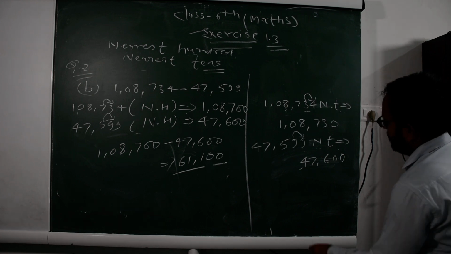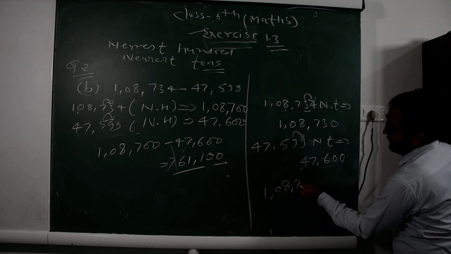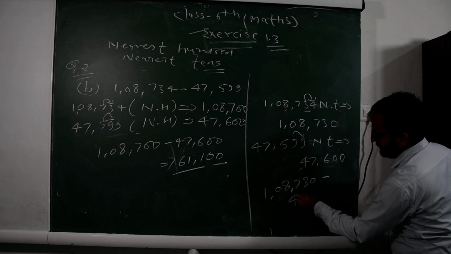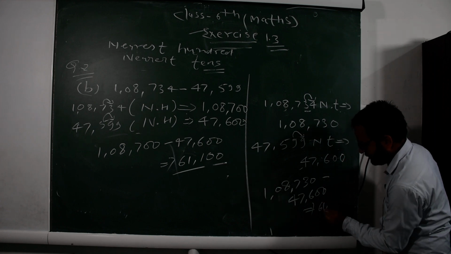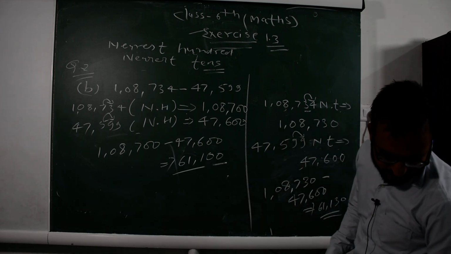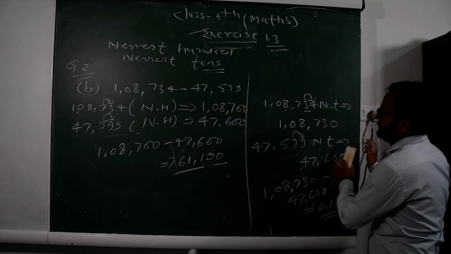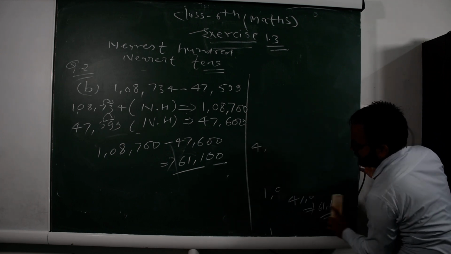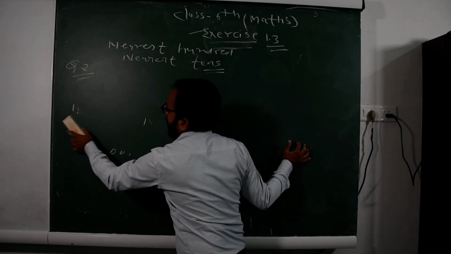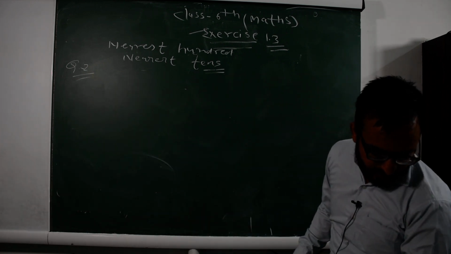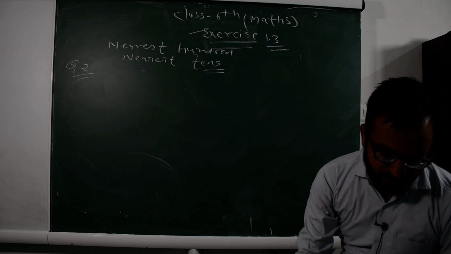Now we perform subtraction. 1,08,730 minus 47,600. We get 61,130. Okay. So this is your nearest tens and this is nearest 100. So this is your answer of question number B part. Now C and D part is for your homework. Try to solve. Now question number 3.